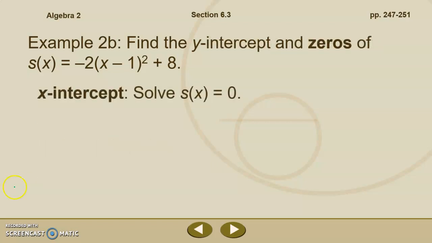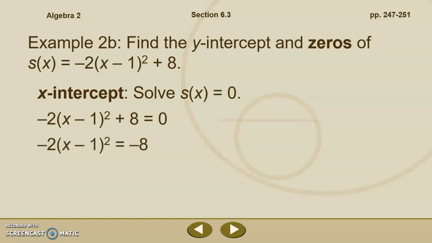To find our zeros, we're going to take s of x and set that equal to 0. So we get -2 times (x minus 1) squared plus 8 equals 0. We're going to subtract 8 from both sides, and then we still need to get the (x minus 1) squared term by itself, so let's divide by -2. And we get (x minus 1) squared equals 4. We undo squares by taking the square roots, so we're going to take the square root of both sides, and we get x minus 1 equals plus or minus 2.